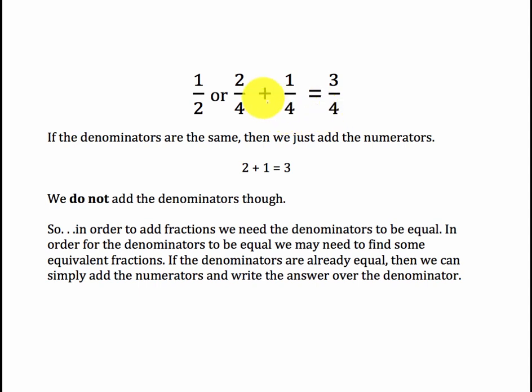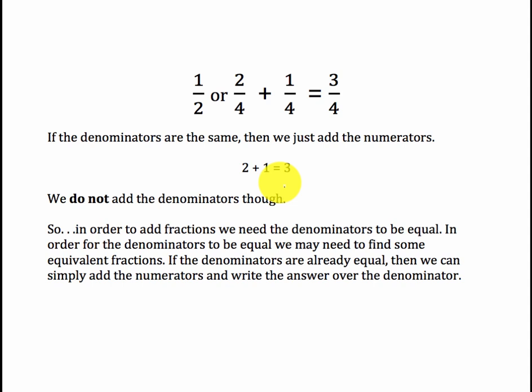Because if we read it out loud, it makes a little more sense. If I say 2/4 plus 1/4 equals 3/4, right? That makes sense. I wouldn't say it equals 3/8 all of a sudden because I just changed the unit. If I say I have 2 quarters and I add 1 more quarter to it, how many quarters do I have? Well, I've got 3 quarters. So we do not add the denominators. We just add the numerators when the denominators are the same.